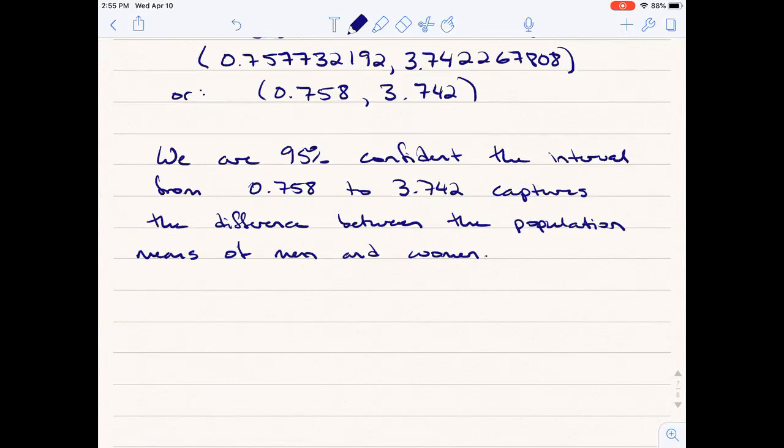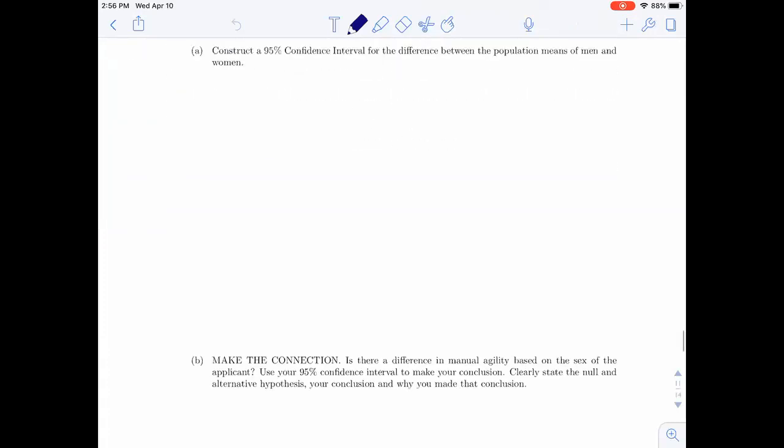So now we can move on to part B, which is really just asking, is there a difference between men and women? And so we've got this interval for the difference in the means, and that's going to be mean 1 minus mean 2. Because this interval is all above 0, right, or 0 is not in this interval, that means that we can reject the null hypothesis. So I'll copy part B and we'll do it together.